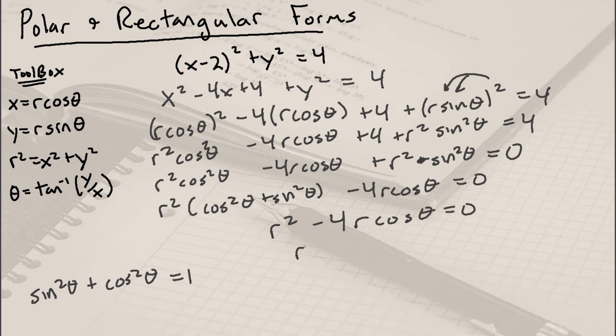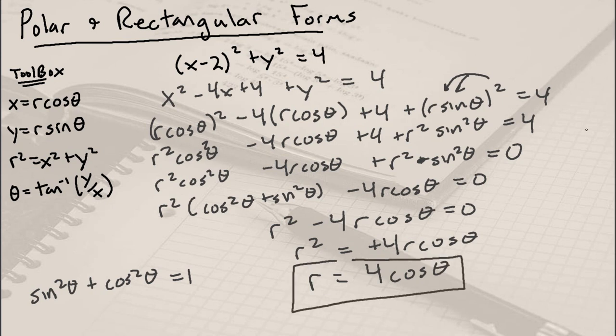I'll add this to the other side. Usually I wouldn't do that, but in this case, it actually helps me because now I can divide both sides by r, and I have r equals 4 cosine theta, which is a lot simpler than where we were at a second ago. So a lot of work right there.